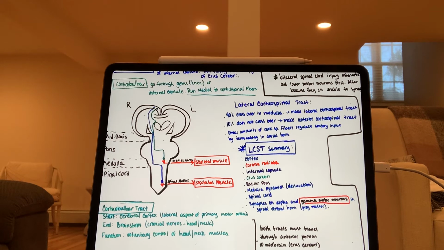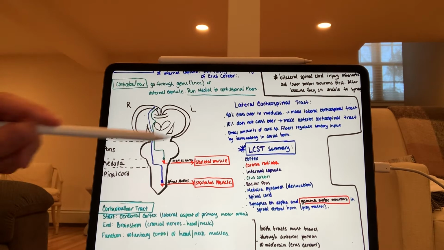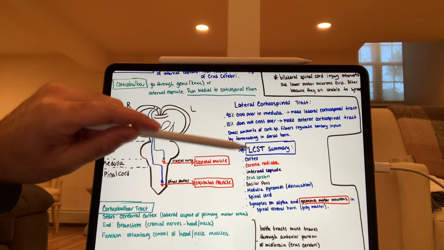However, we're going to have some of them, or even it could be lower motor neuron. Actually, no, it has to be an upper motor neuron synapsing in the dorsal horn, and if that's the case, then we're basically influencing the sensory using motor neurons.